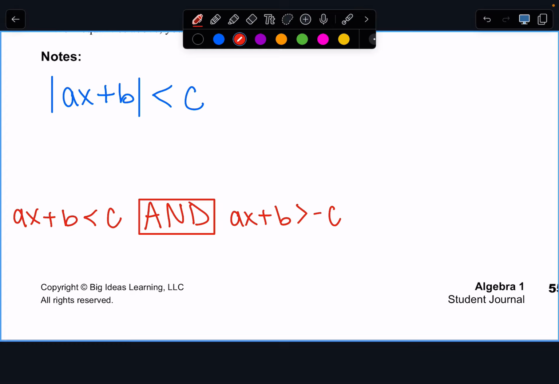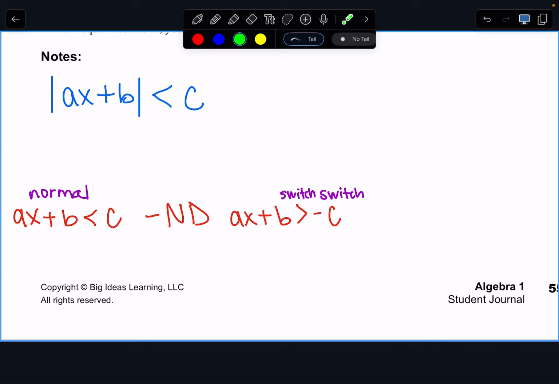Okay. So this one we kept normal, and this one we flipped the sign. You know what? I'm going to use the word switch. We switched the sign. And we switched this sign. Okay? Notice how when we had the less than sign, our inequality became an and statement.